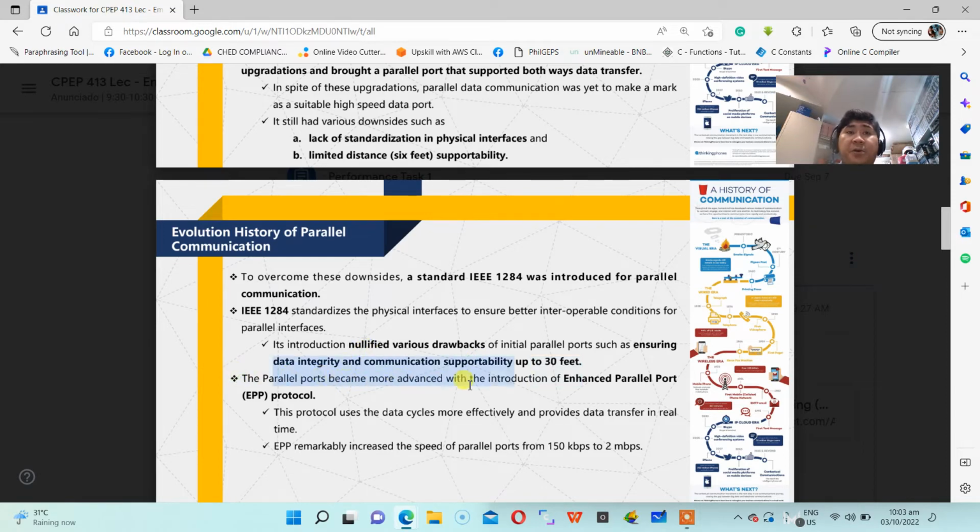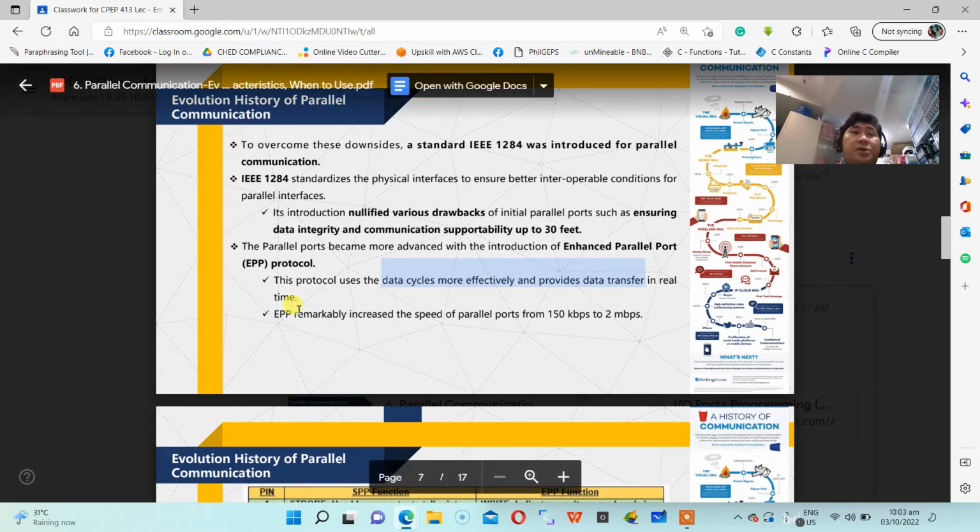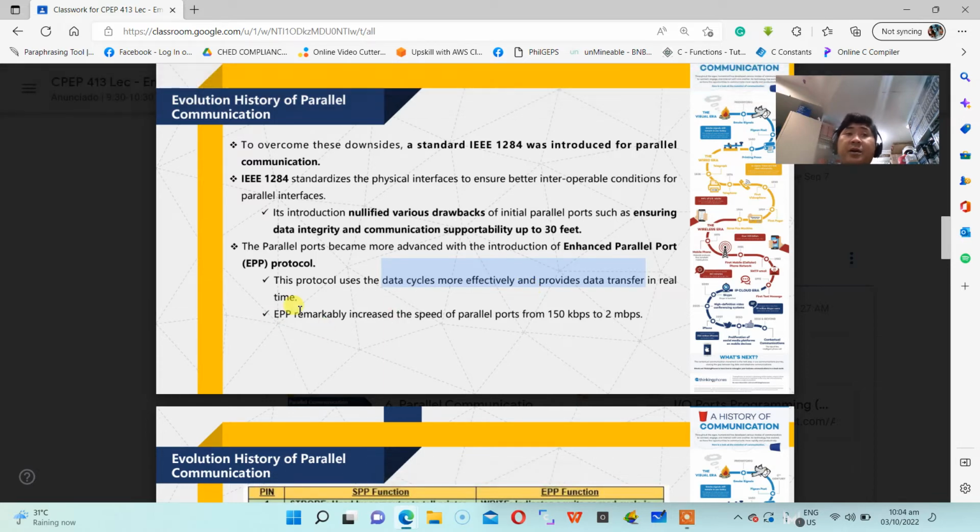So the parallel port became more advanced with the introduction of the enhanced parallel port, or EPP. So from SPP, it became EPP. This uses data cycles more effectively and provides data transfer in real time. So it can do real-time transfer now. Also, the enhanced parallel port increased the speed of the parallel port from 100 kbps to 2 mbps. So in our time it's so fast, in your time it's so slow.